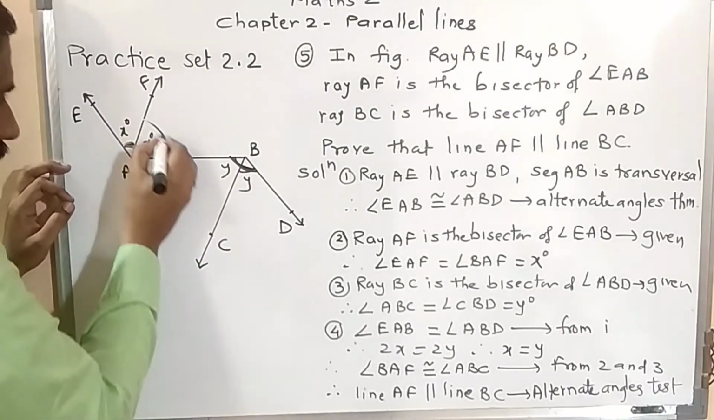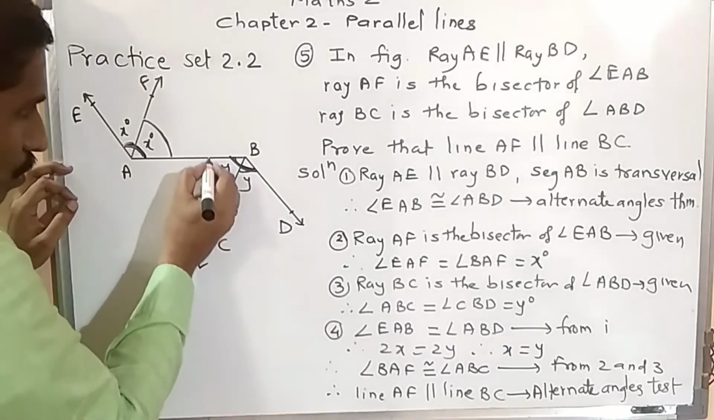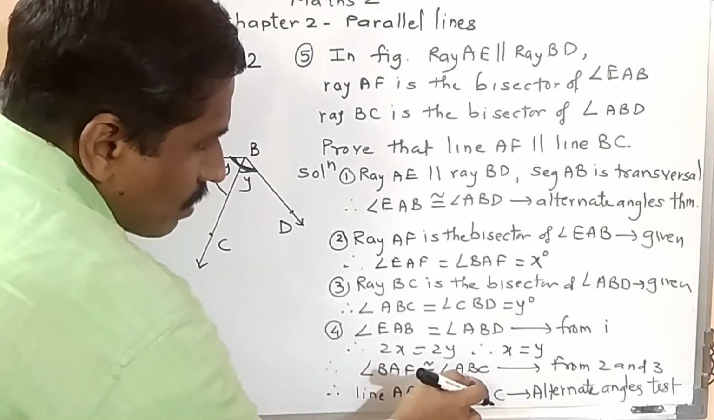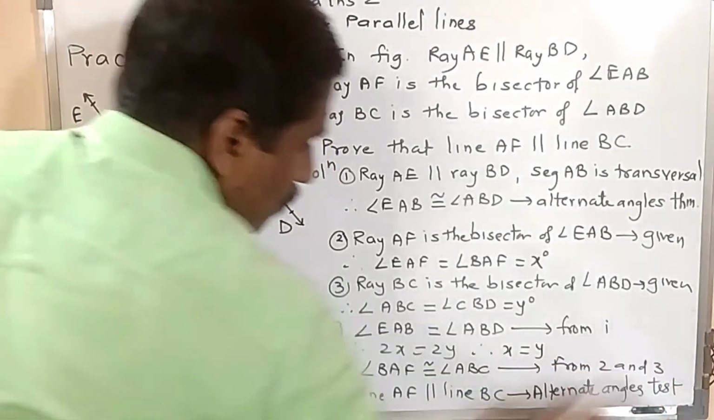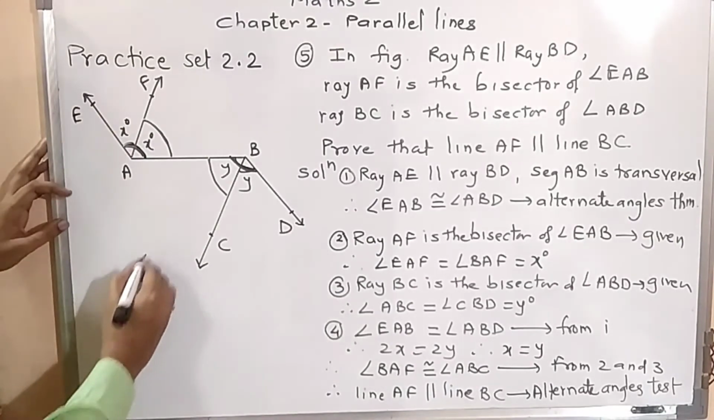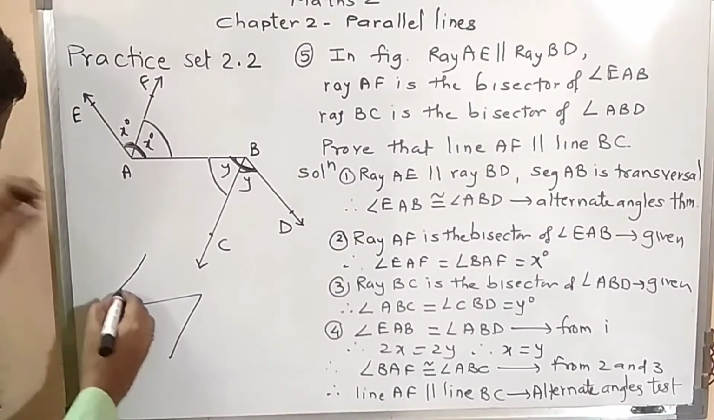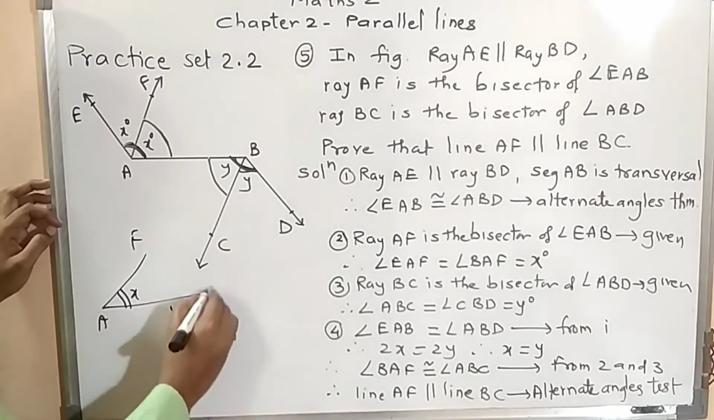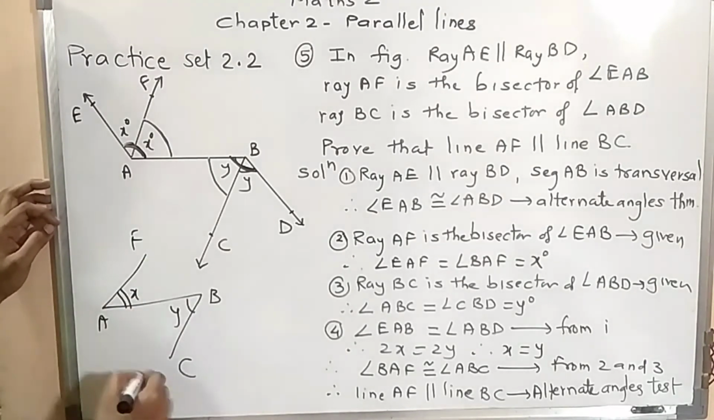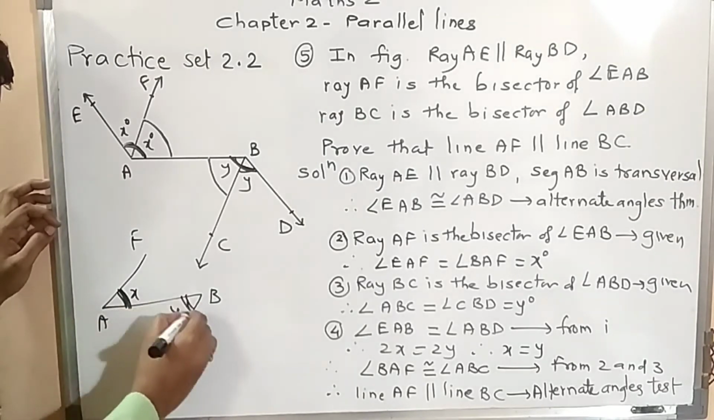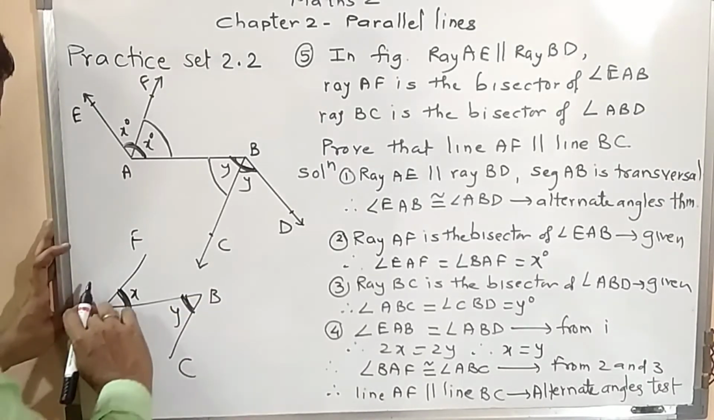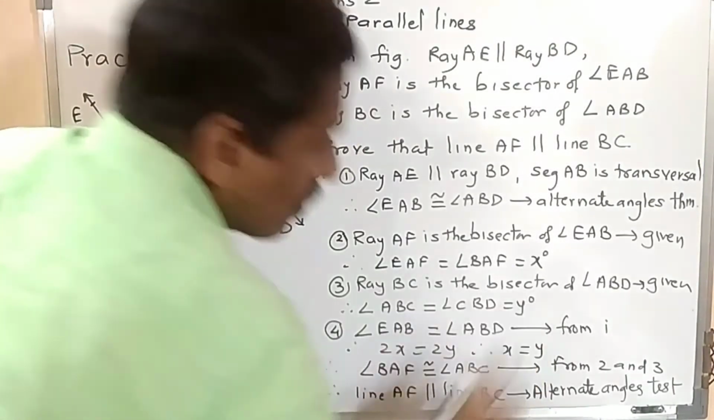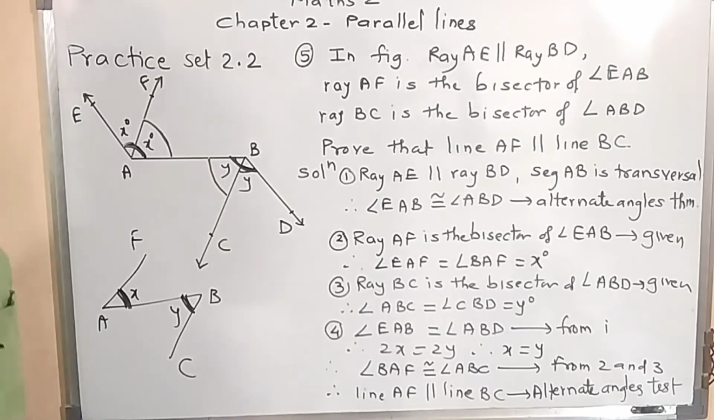So what have I proved? From statements 2 and 3, angle BAF is congruent to angle ABC. What type of angles are these? This is x, which is angle FAB, and this one is y, which is angle ABC. These alternate angles are congruent, and therefore line AF is parallel to line BC. Reason: alternate angles test.